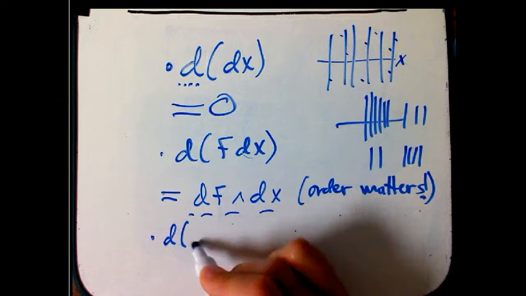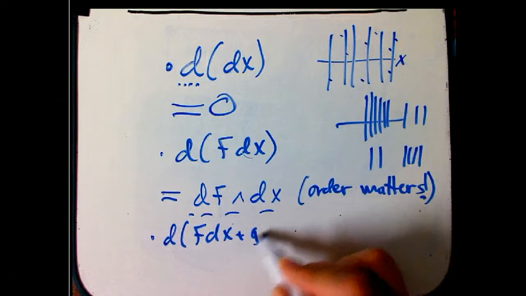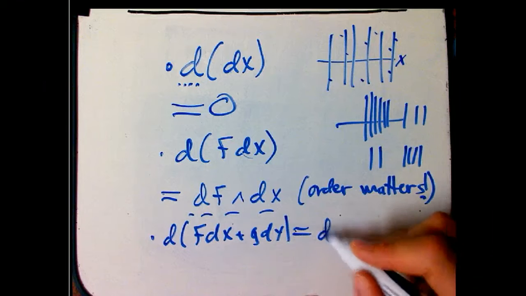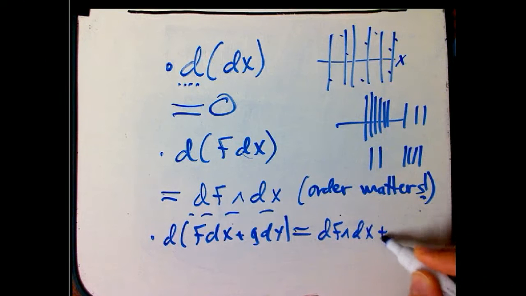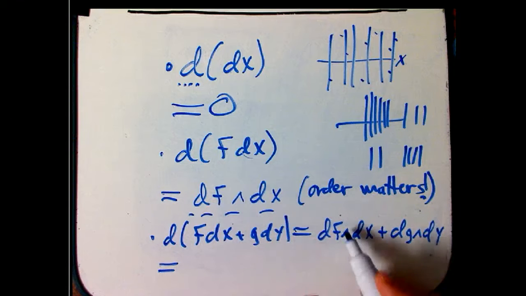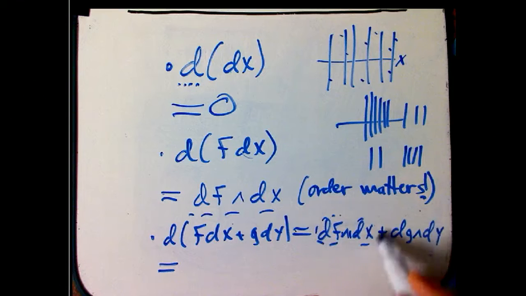And what about d of f dx plus g dy? Well, let's hope that this thing makes sense for this to be linear, and indeed it does. Plus dg wedge dy. Alrighty, that's pretty cool. That's actually a nice rule. And let's see, what is that going to actually mean? df, remember, dx and dy, we're really content to leave those just sitting there. Leave them alone is what I'm trying to say.